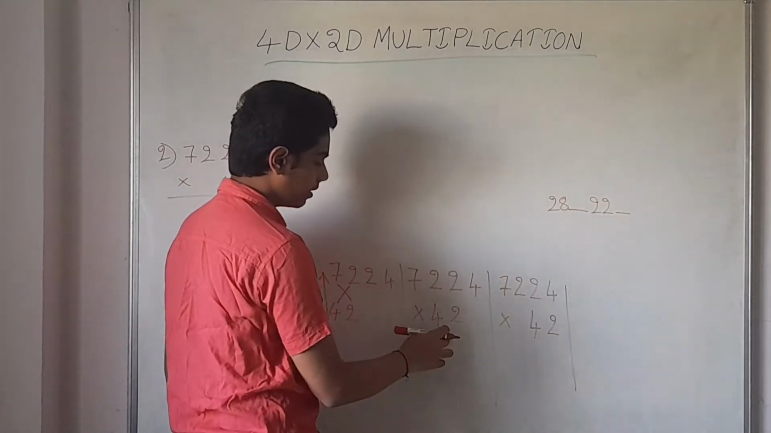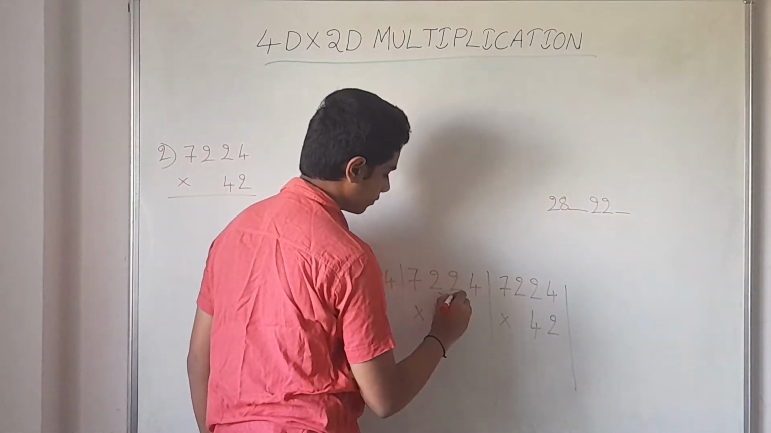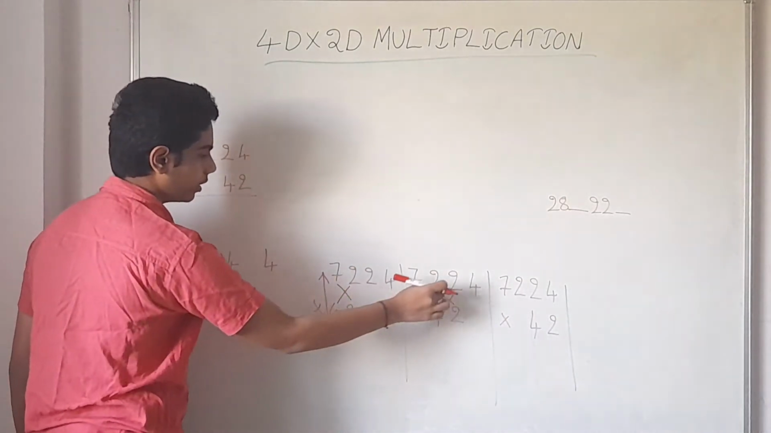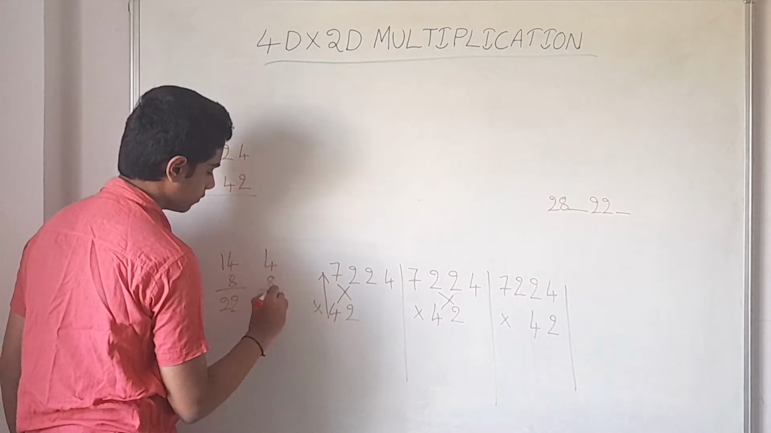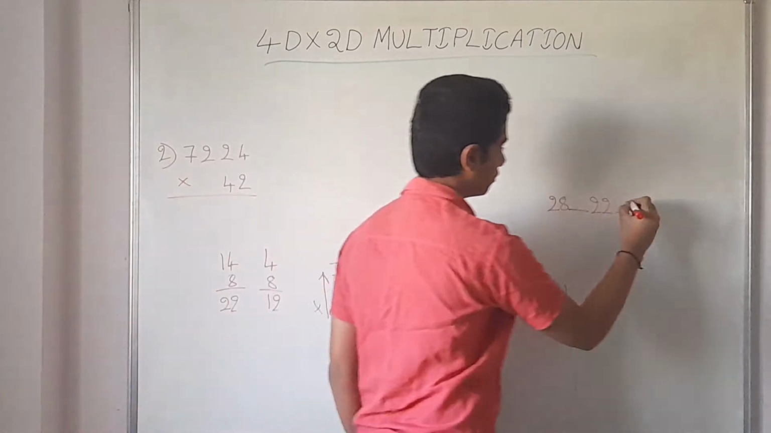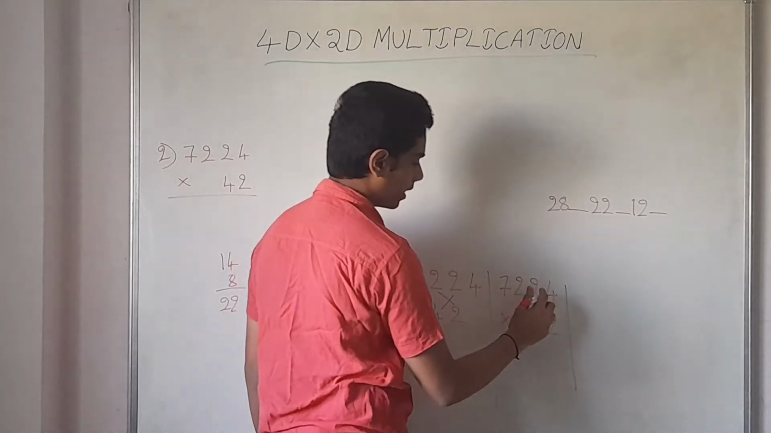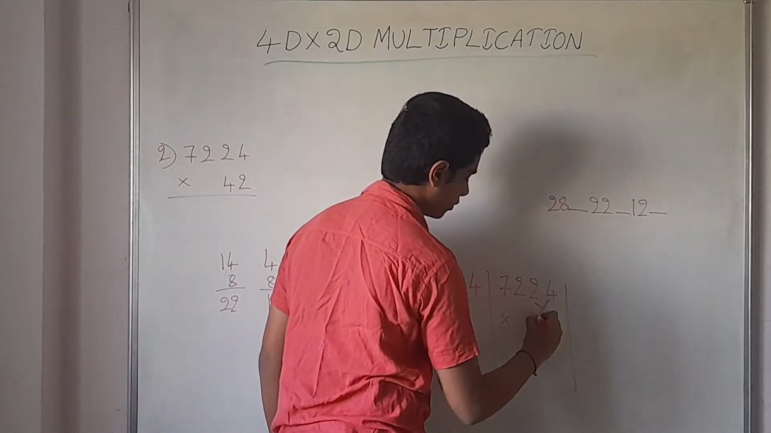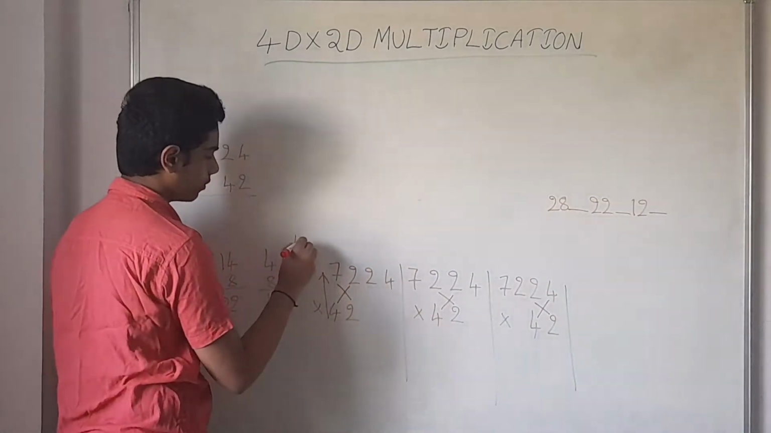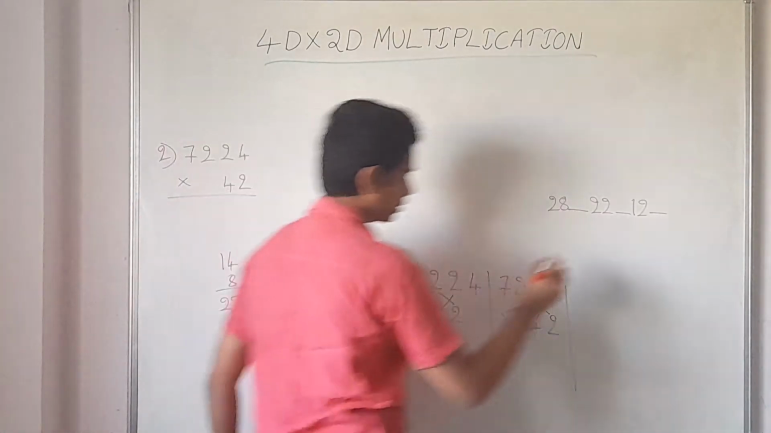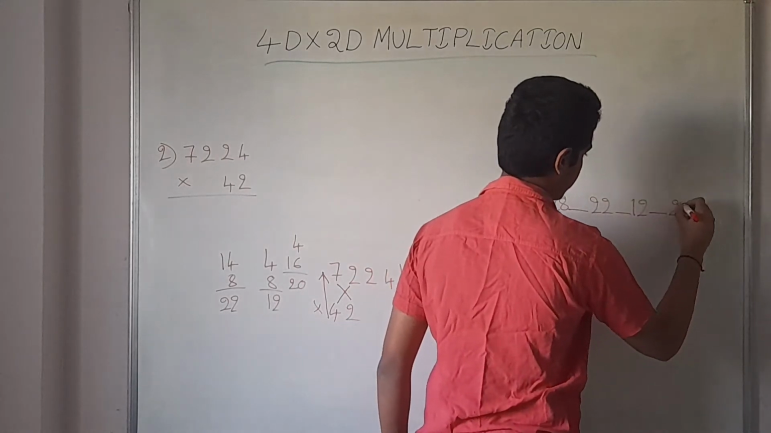Come to the second part and multiply 2 into 2 plus 4 into 2. 2 into 2 is 4. 4 into 2 is 8. 8 plus 4 is 12. So write 12 and keep a dash. Come to the next row and multiply 2 into 2 plus 4 into 4. 2 into 2 is 4. 4 into 4 is 16. 16 plus 4, 20. So write 20 and keep a dash.